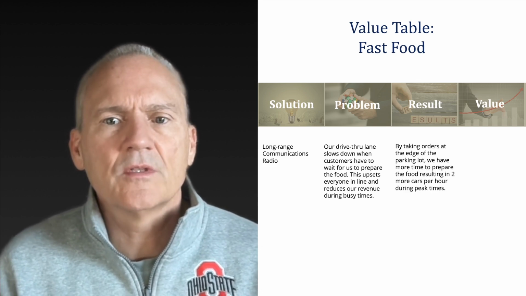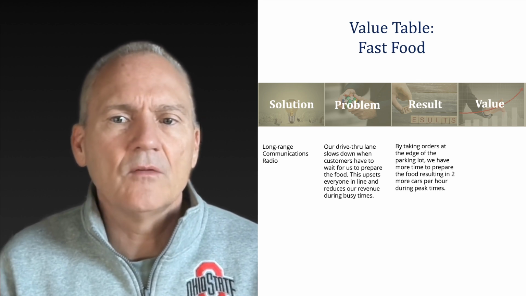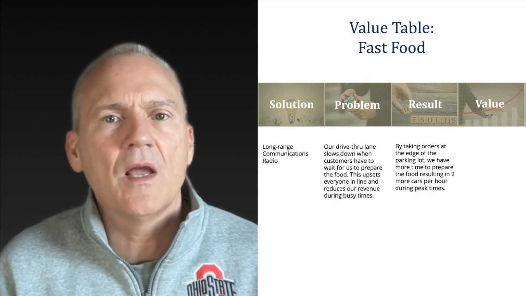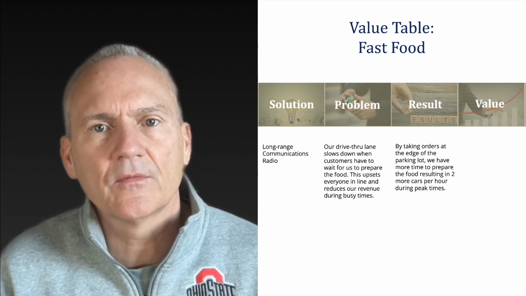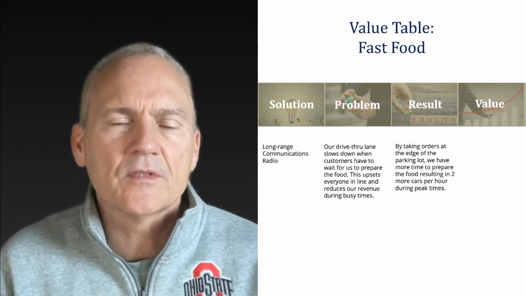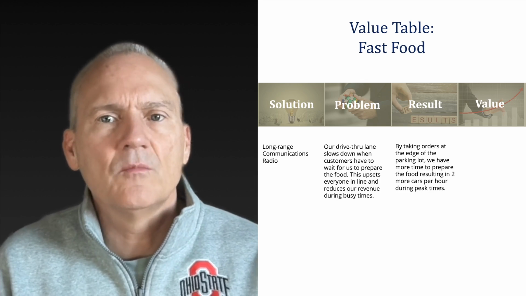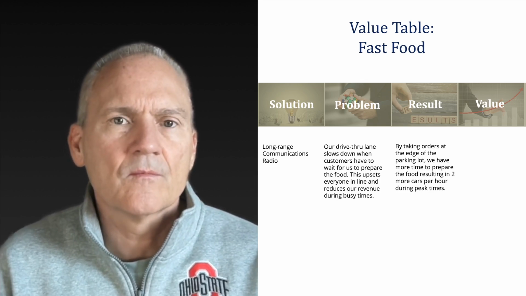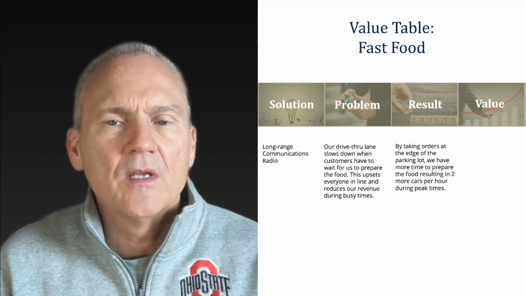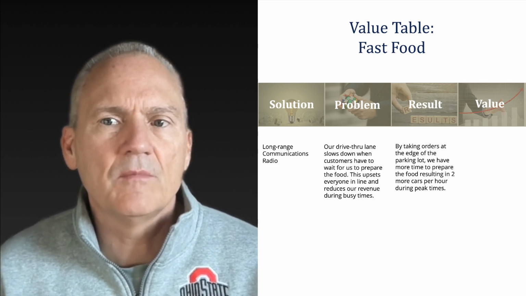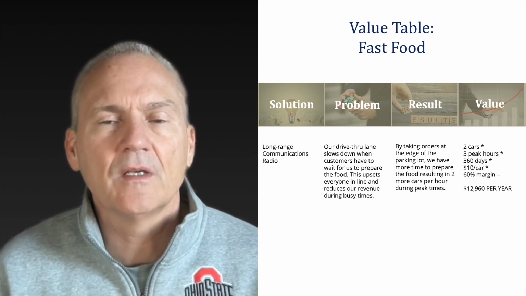By taking orders at the edge of the parking lot, we have more time to prepare the food, resulting in 2 more cars per hour during peak times. So when I think of results, I think of KPIs. What's a key performance indicator that we're going to help our customer move? And then the last column, value: if we're able to move a key performance indicator, how much more money did we make that client, that customer?